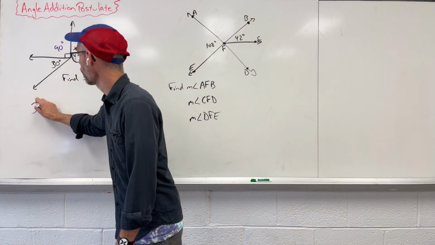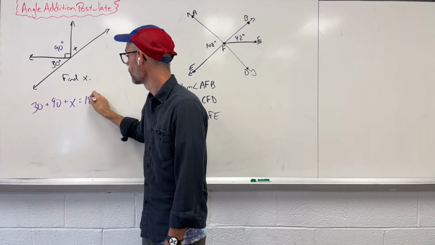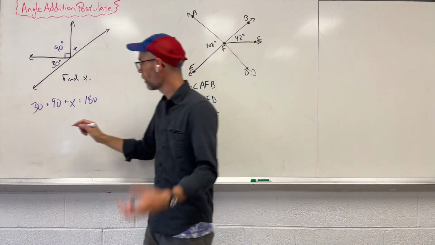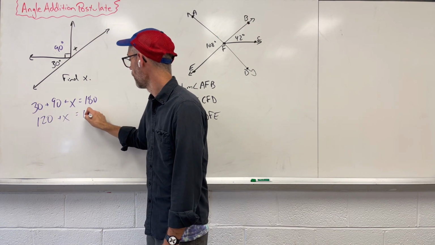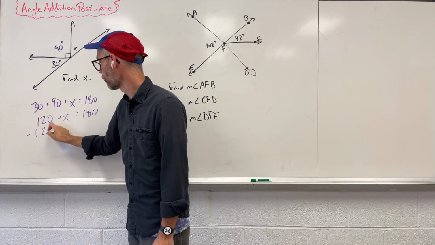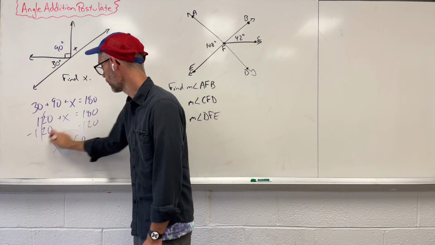So I can say 30 plus 90 plus mystery equals 180. Put them together, you get 120 plus x. And then inverse operation, move that 120. X equals 60 degrees.